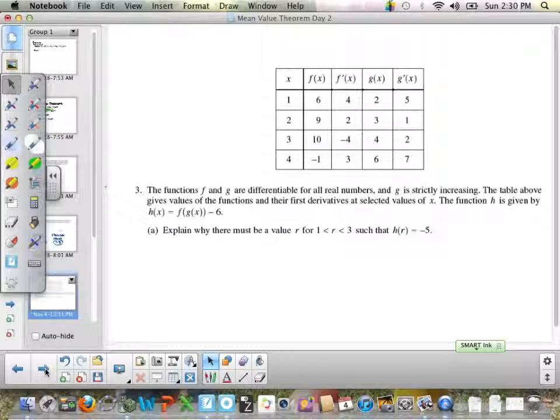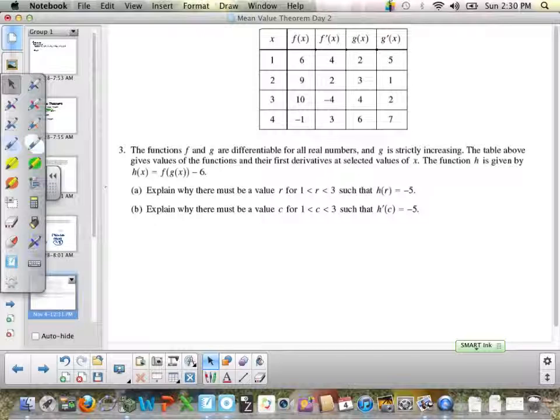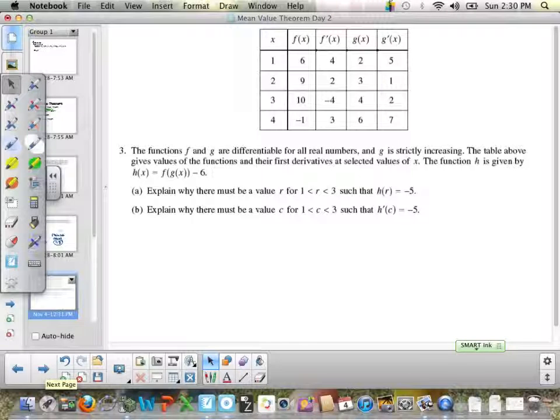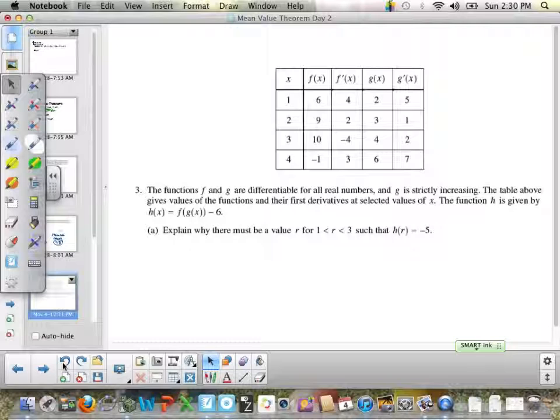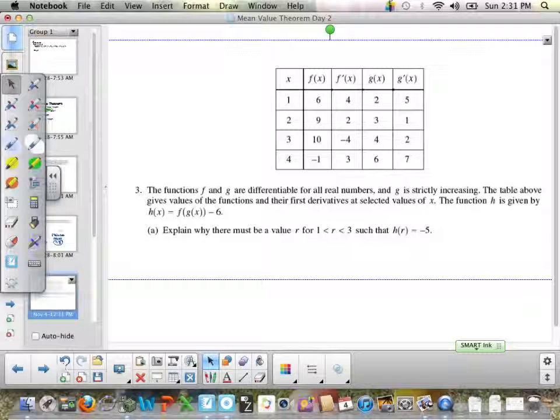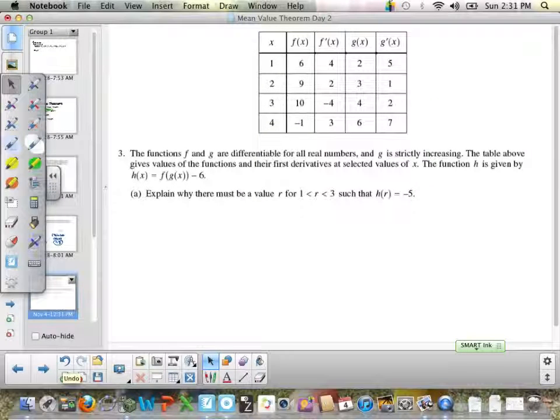All right, here is a very famous AP exam problem from 2007. Out of 9 points, students averaged half a point. And all it's saying is, basically, does stuff exist? All right, so read through it. The functions f and g are differentiable for all real numbers, and g is strictly increasing. Okay, differentiability implies continuity, so f and g are also continuous for all real numbers.